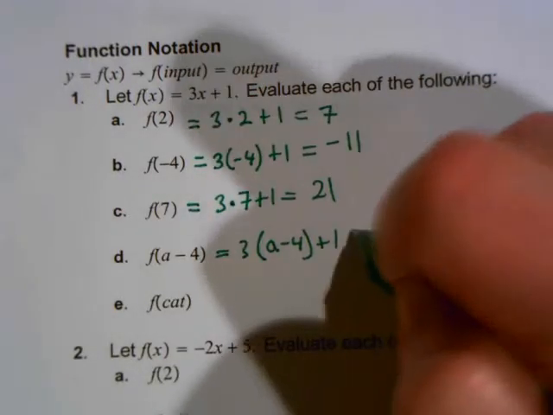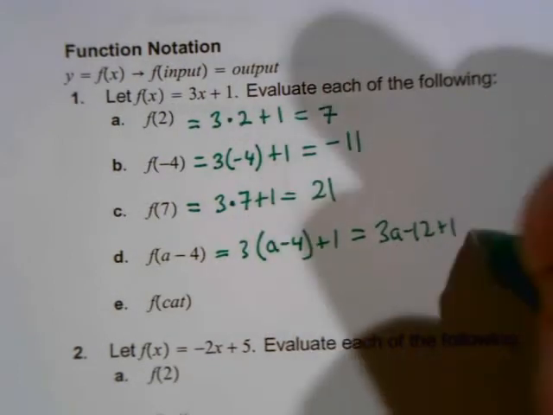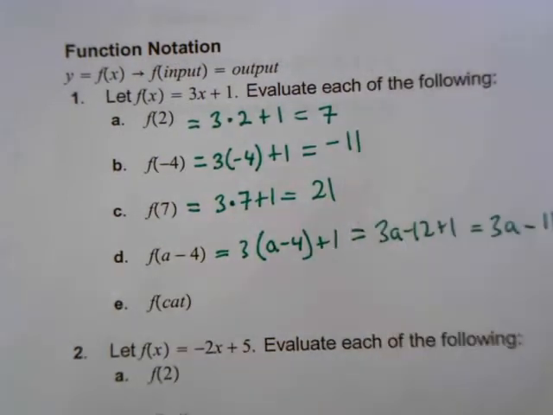Well, this one we might do a little simplifying. That's 3a minus 12 plus 1, 3a minus 11.